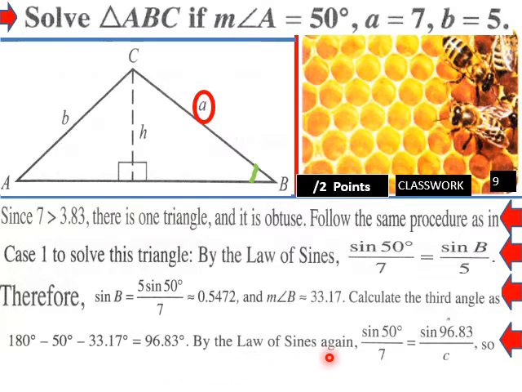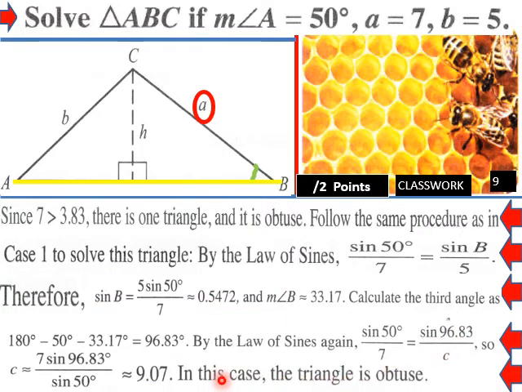By the law of sines again, we can check it. Sine 50 over 7 will equal sine 96.83 over c. When we work that out, c will equal 9.07. In this case, the triangle is obtuse because of this angle here, and we come up with this side length c.